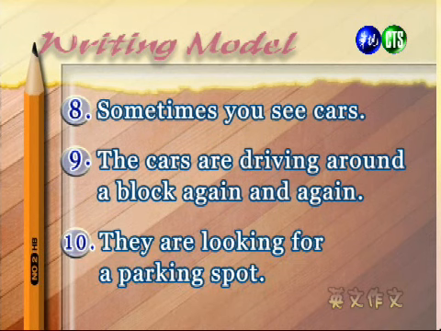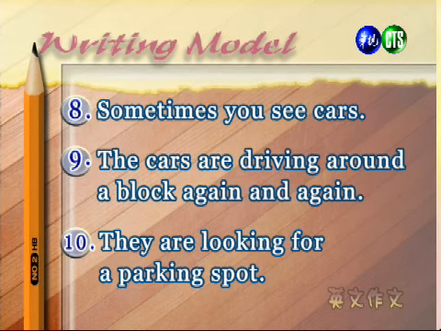All right, we have 8. Sometimes you see cars. 好，我们看到例句8，有时候你看见车子。The cars are driving around the block again and again. 好，例句9，车子在巷弄间穿梭来回穿梭。And 10, they are looking for a parking spot. 他们在找寻着停车位。So in this group, sentences 9 and 10, they both modify the word cars in sentence 8.